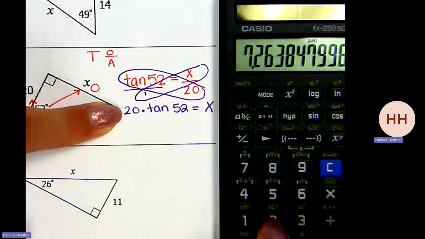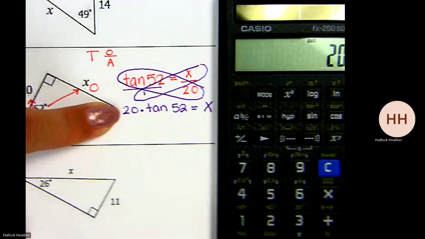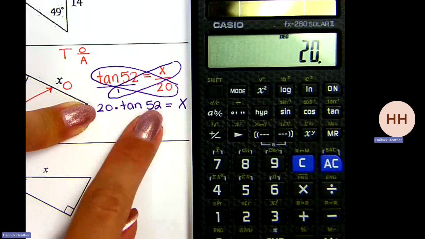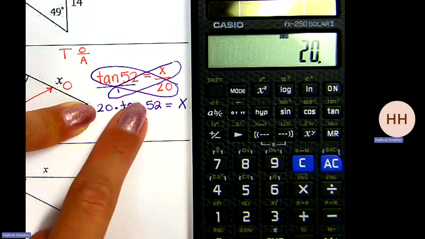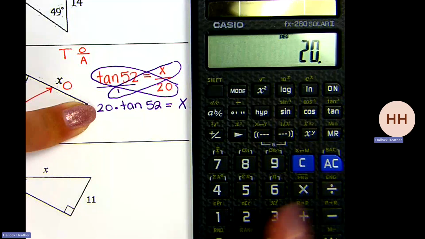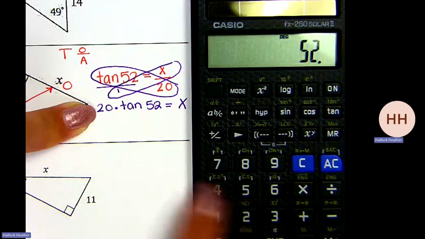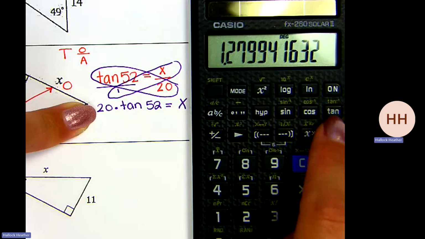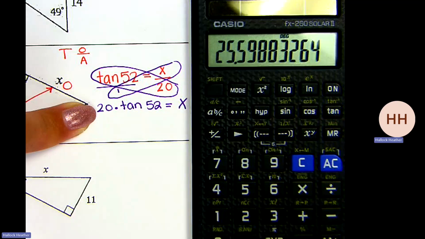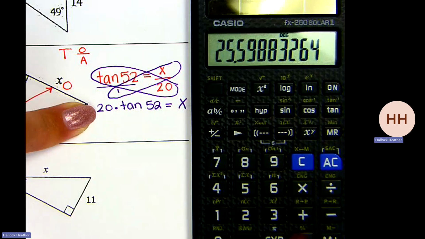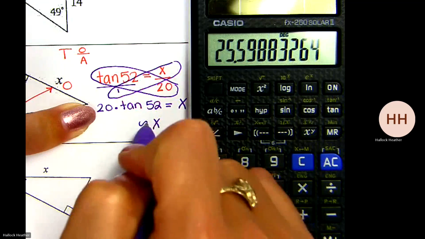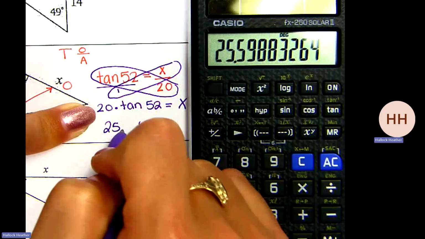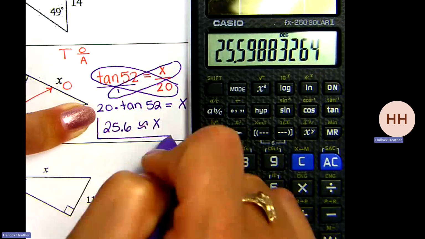In the calculator, you're putting 20, and then you're timesing by 52 tangent. Because it says tangent 52, you got to plug it in backwards. So times 52. Tangent is tan, T-A-N. You're going to get a decimal. Press equals again, just in case. 25.59. So what would be my decimal? 25.6.